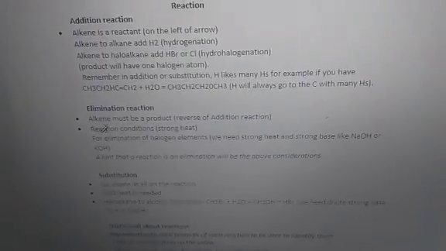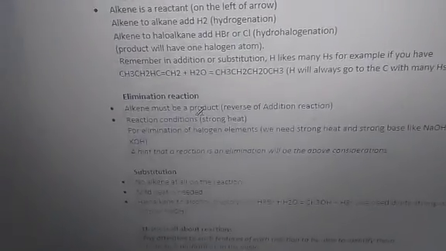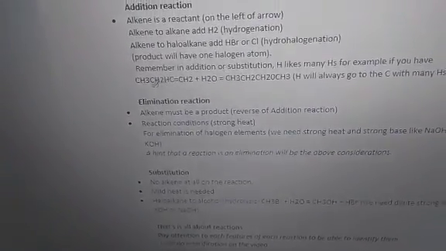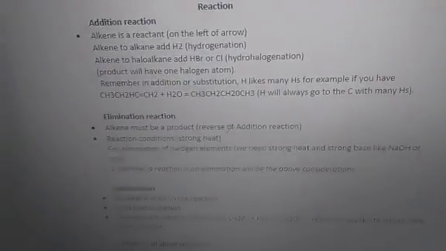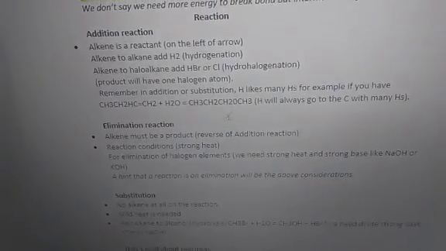Let's see what they are saying. Alkene must be a product. Here it's a reverse reaction, and the alkene is a product. It's more of a reverse reaction, as I said.